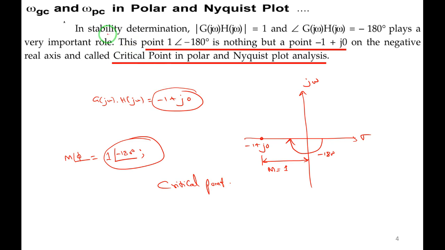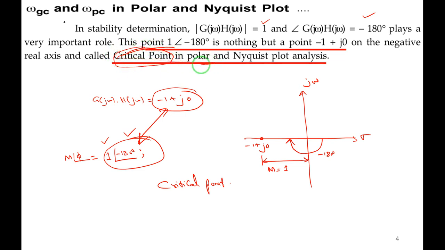Just I have written here, I will read it. In stability determination, the magnitude of G(j omega) H(j omega) is equal to 1, and the angle of G(j omega) H(j omega) is equal to minus 180 degrees. This only I have told, right? 1 and minus 180 degrees. And they play a very important role in judging the stability of the system. This point, that is 1 at an angle of minus 180 degrees, is nothing but this point, right? So this point is on the negative real axis, and this we call the critical point.